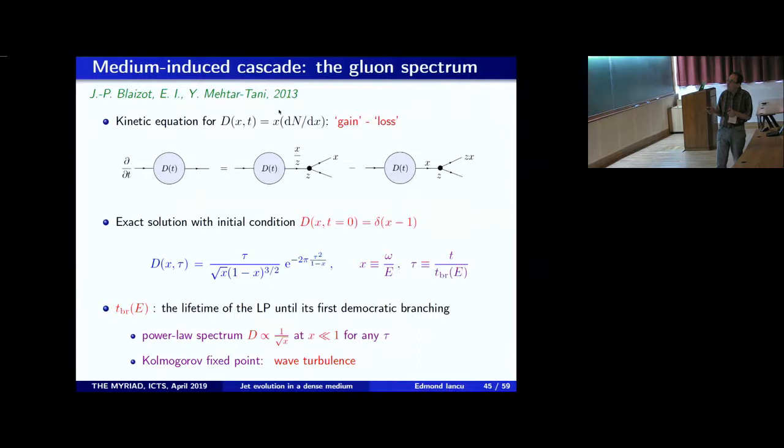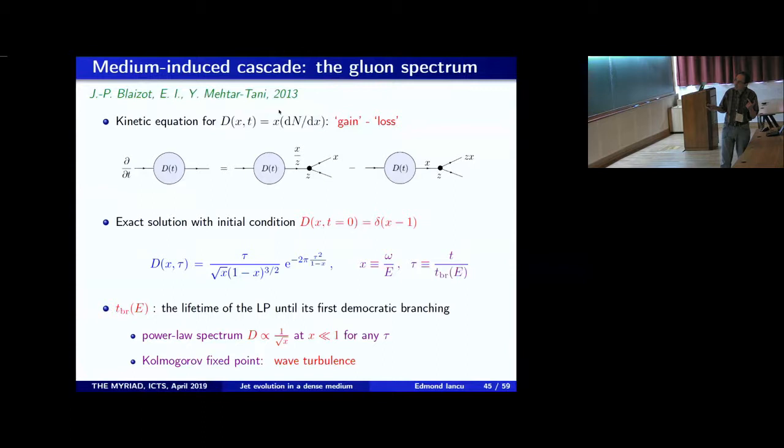And I can write a kinetic equation, a rate equation, which shows how this spectrum evolves with time due to one additional emission. I have a rate. The rate is given by the BDMPS and the spectrum. And in one step of the evolution, I can add one more particle at x because I had a parent particle with energy fraction x over z, which has radiated a gluon, made a split, in such a way that this gluon has taken a fraction of z and the other one minus z.